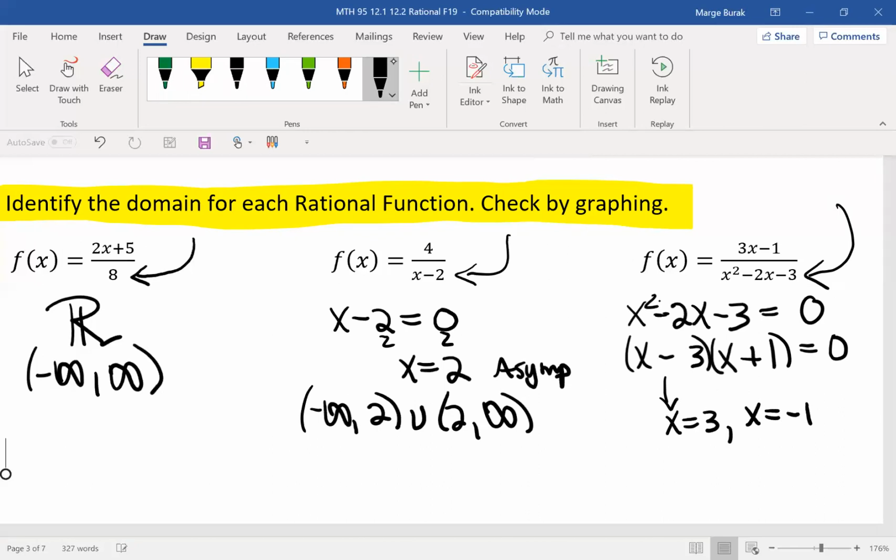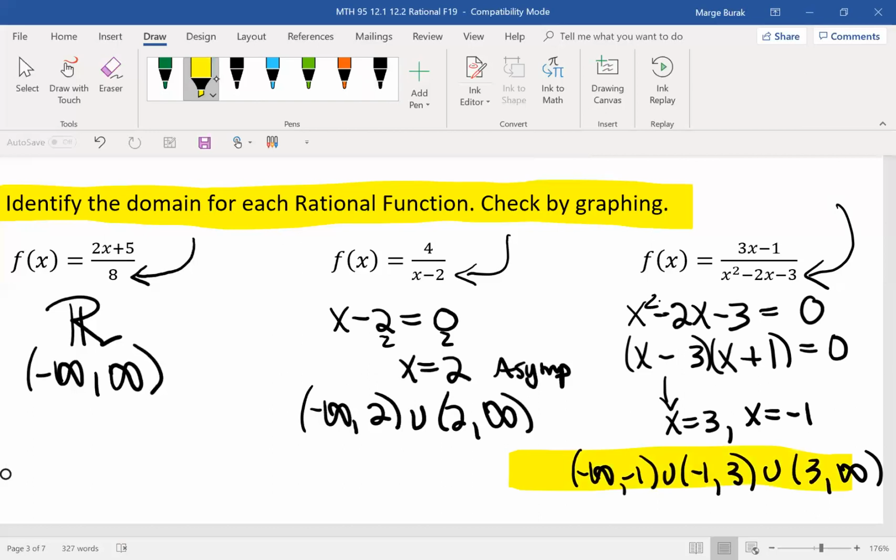So it looks like there might be 2 asymptotes. So this is going to be tricky. Ready? We're going to go from negative infinity to negative 1, from negative 1 to 3, and then from 3 to positive infinity. And that gives me all of my domain. In other words, watch out for those 2. It's everything but. Okay, so now let's check these 3 solutions on Desmos.